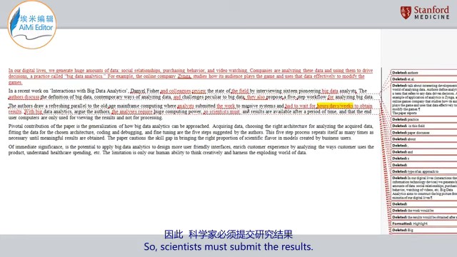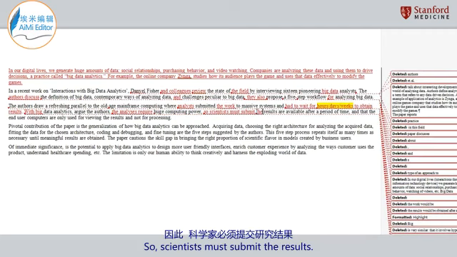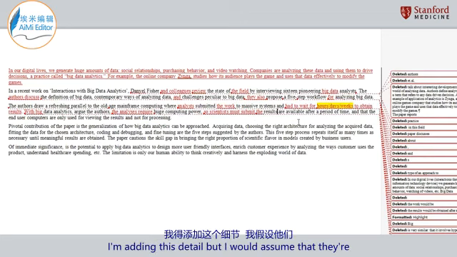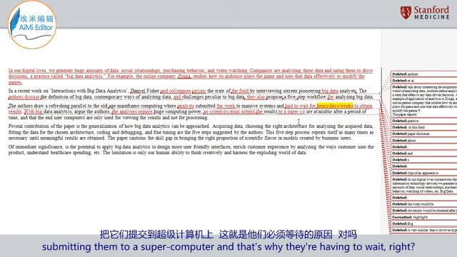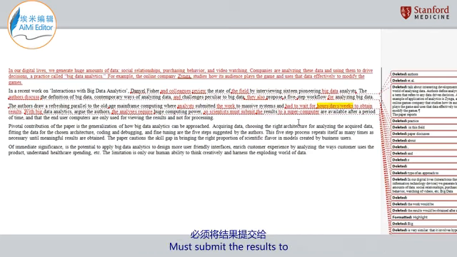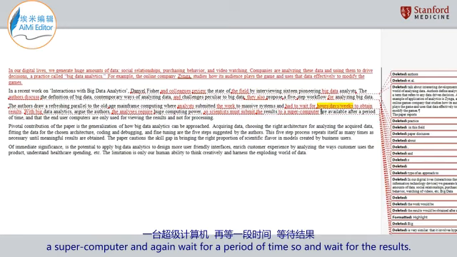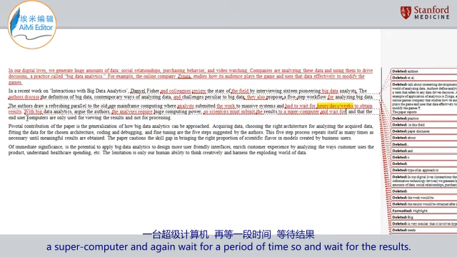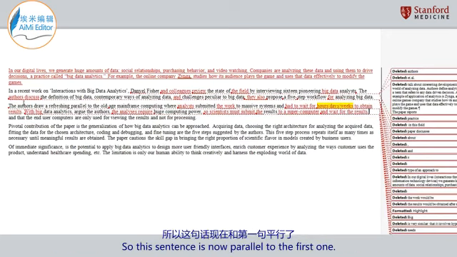scientists must submit the results, say, to a supercomputer. I'm adding this detail, but I would assume that they're submitting them to a supercomputer, and that's why they're having to wait, right? Must submit the results to a supercomputer, and again, wait for a period of time for the results. So this sentence is now parallel to the first one.